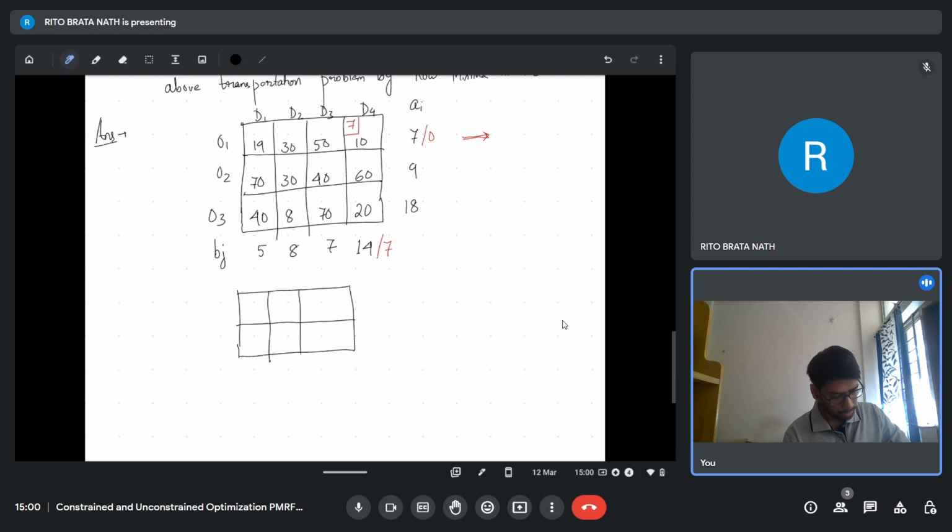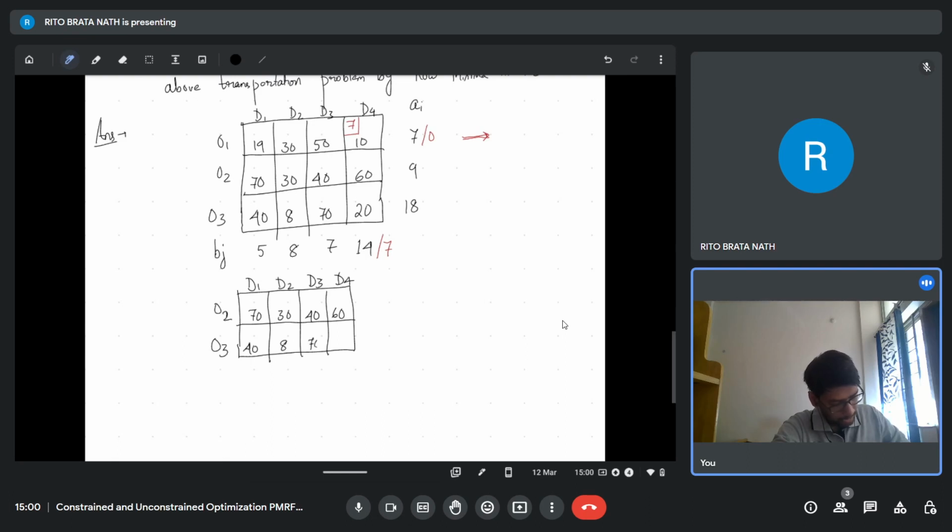So I'll draw 2 rows. So this is O2 and O3. This is D1, D2, D3, D4. And I'm not writing down the cost anymore because that's visible from the initial table itself. Or let me write it down for the sake of completeness. Anyway, I have time today.